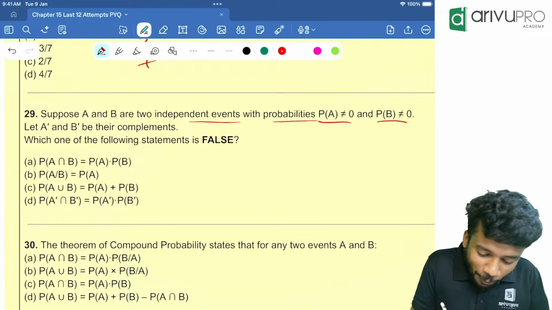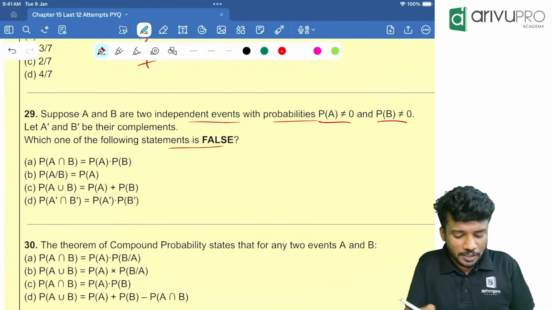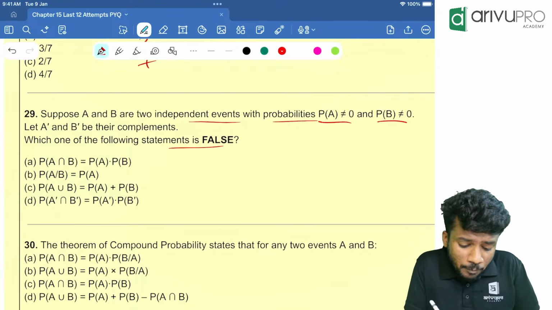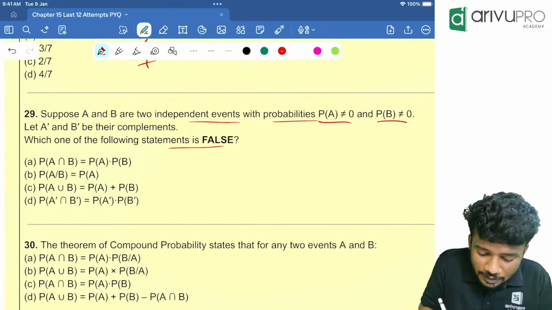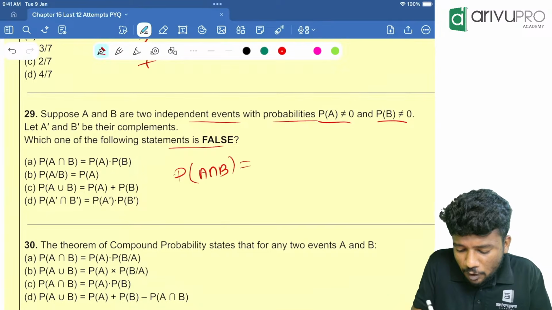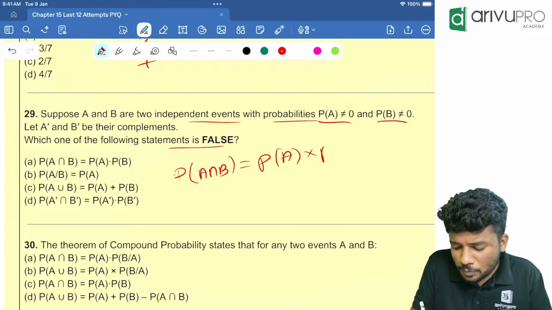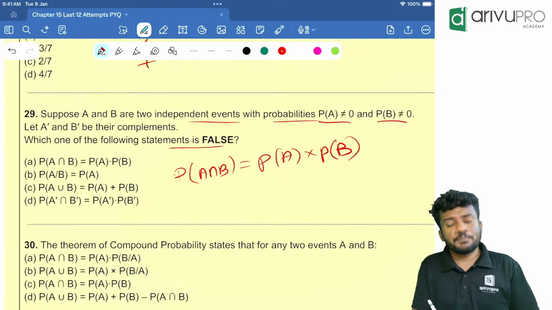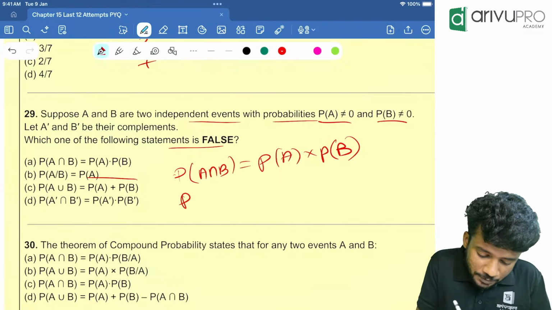Which of the following statements is false is the question. They are telling us both are independent events. Independent events means P of A intersection B will be how much? P of A into P of B. Correct? That means look at this option.